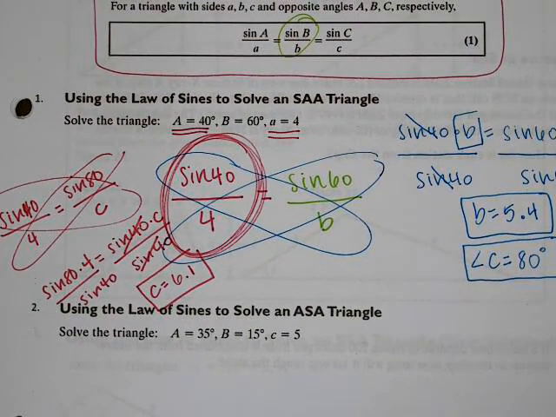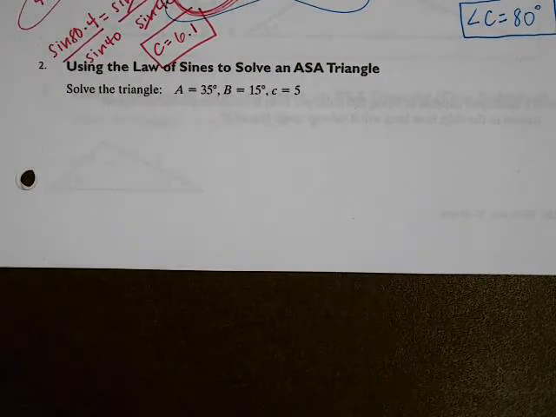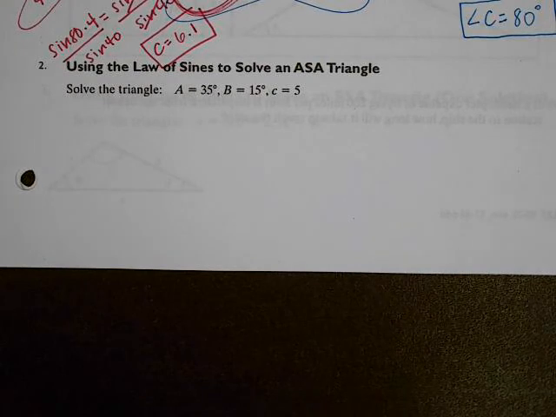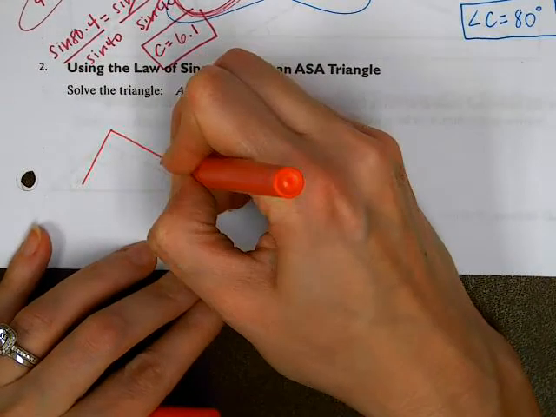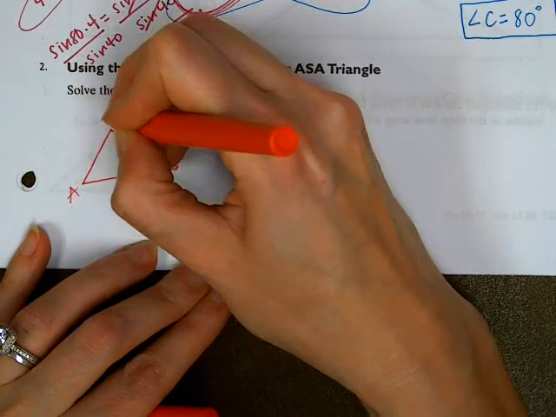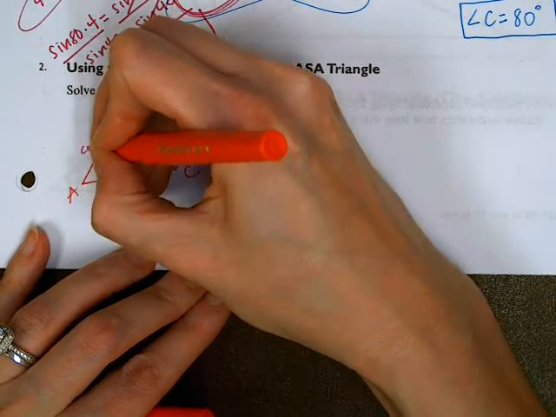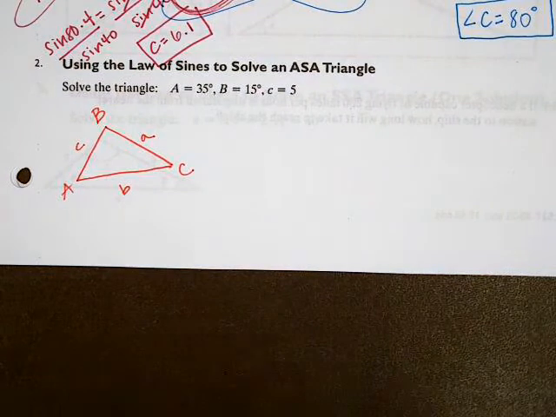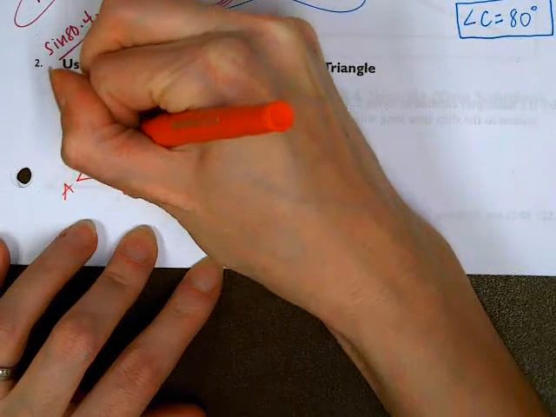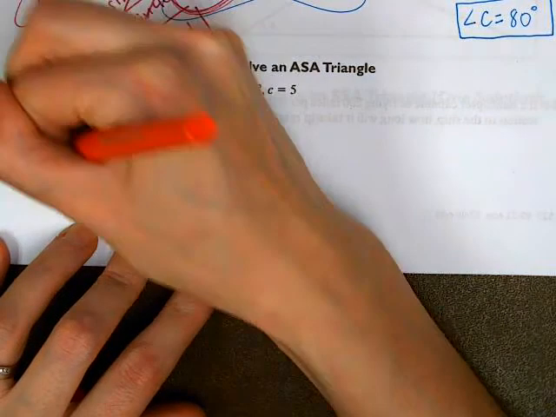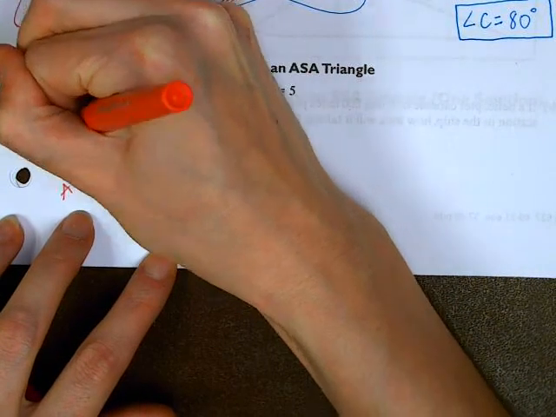All right, let's try it again. Number 2. And then this one, why don't I draw a picture for this one in case I lost anybody on that last one. This picture is going to be terribly not drawn to scale, but don't worry about it. A, B, C. And then this is side A, side B, side C. Okay, so we're given angle A is 35, angle B is 15, and side C is 5. So that's what we're given, and we just need to find everything else.